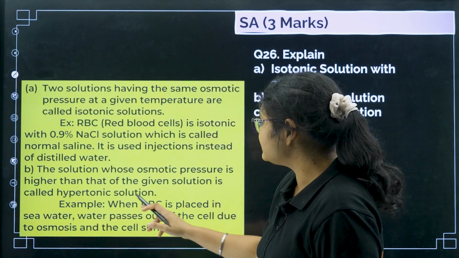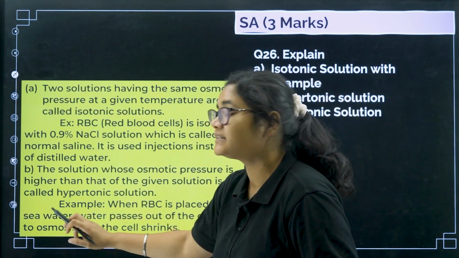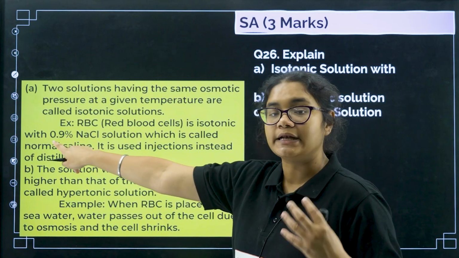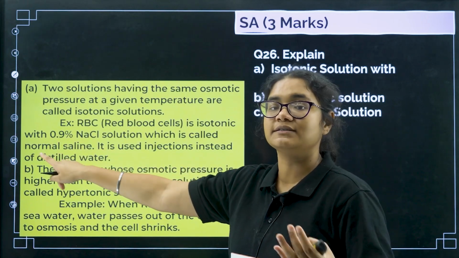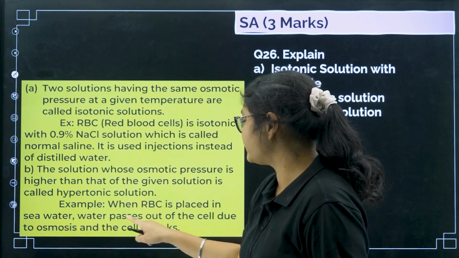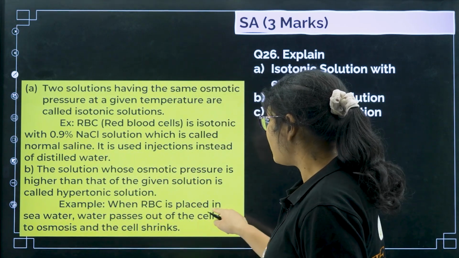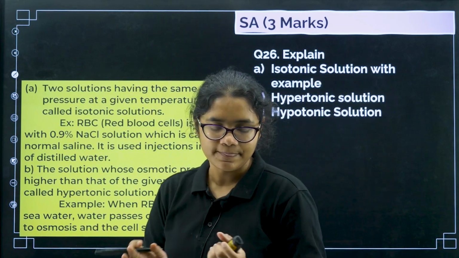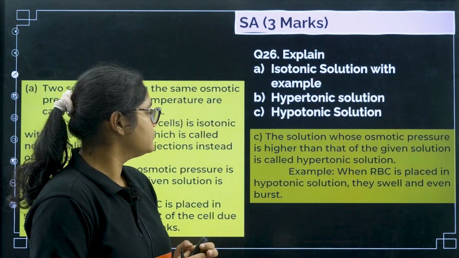Example you can see here: when RBC is placed in sea water. The sea water concentration is definitely not 0.9, it is more than 0.9, so that means the pressure will be more. So when RBC is placed in seawater, water passes out of the cell due to osmosis and the cell shrinks. Okay. Next, what is hypotonic?